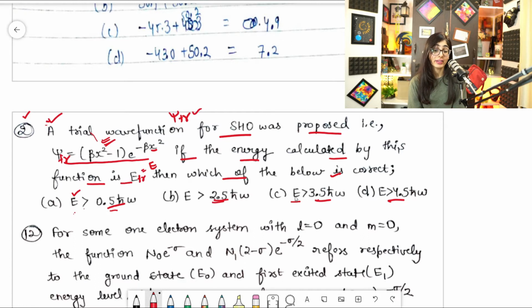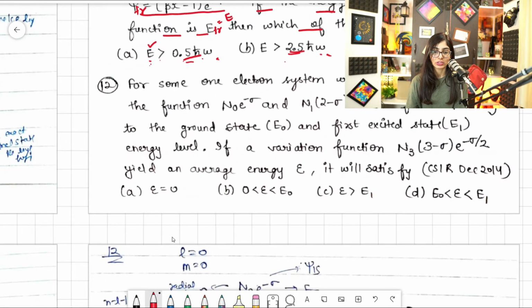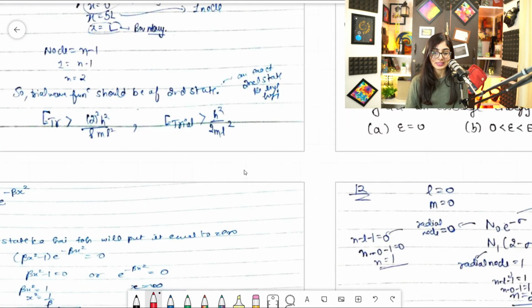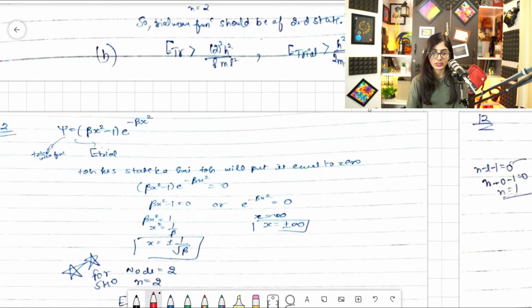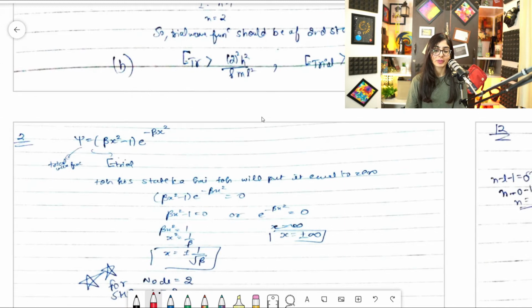So the options are E greater than 0.5 h cut omega, E greater than 2.5 h cut omega, E greater than 3.5 h cut omega, and E greater than 4.5 h cut omega. Clear? I'll be discussing the solution. I have already written down the solution of this question, so let's discuss that. This is the question, so just pay attention to it.